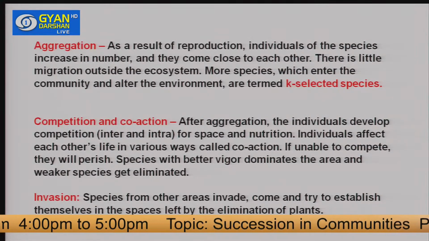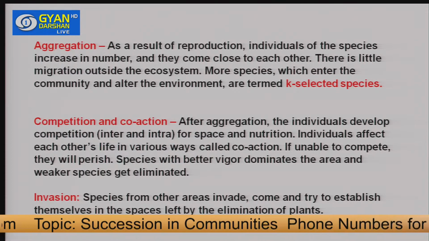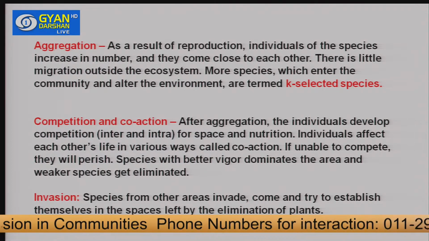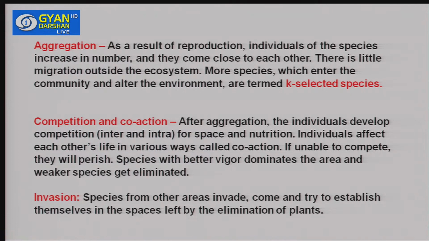Next, we have aggregation. Now, this new species which has settled or established itself will reproduce, grow in number, and come in close proximity to each other. And ultimately, more and more species will enter into the community, and these species will be called K-selected species. The R-selected species have already created a congenial environment after getting themselves established, and then they invite newer communities which come and settle in the same area, and these newer species are known as the K-selected species.